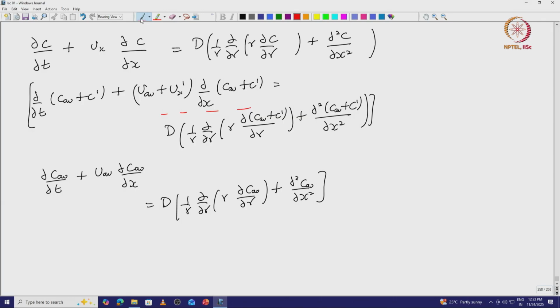So, let me just write that out separately. One by pi r square integral 0 to r 2 pi r dr into V average partial C average by partial x plus V prime partial C average by partial x plus V average partial C prime by partial x plus V prime partial C prime by partial x.